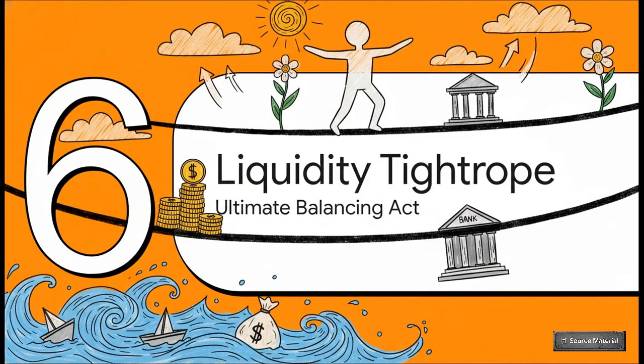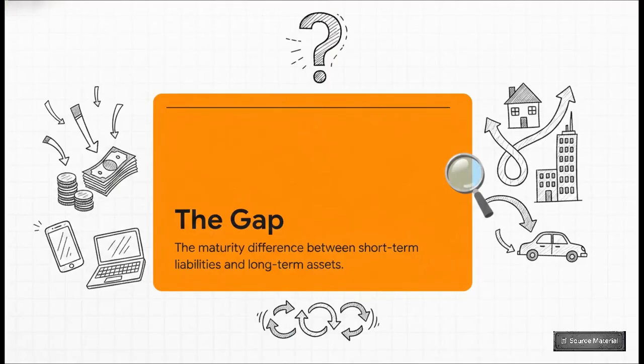Finally, Part 6, the liquidity tightrope. This right here is the ultimate balancing act that defines whether a bank survives or goes under. The central risk in all of banking is known simply as the gap. This is the stark difference in maturity between a bank's liabilities, which are short-term, like your deposits that you could literally withdraw at any second, and its assets, which are long-term loans that won't be fully paid back for decades.